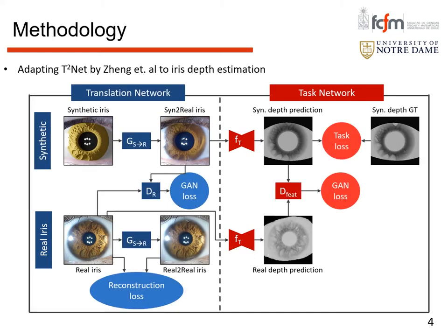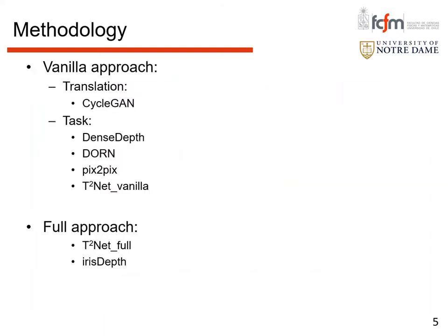Sheng et al. also described several training schemes, such as vanilla and full. In the vanilla approach, translation is trained first, and then, over the results of the translation network, the task network is trained. On the other hand, the full approach consists of training translation and task simultaneously. In this work, we use both the vanilla and full approaches to train several state-of-the-art networks.